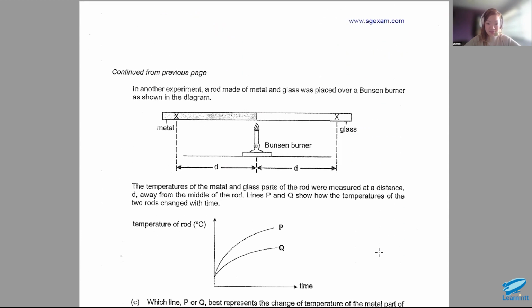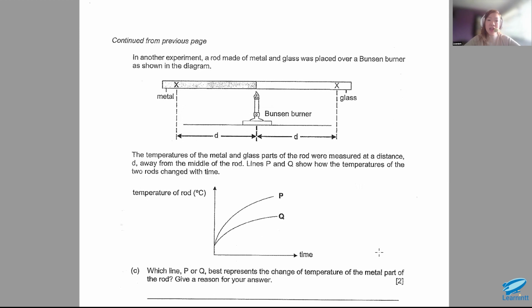Next one. Now they change the whole scenario. In another experiment, a rod made of metal and glass is placed over a Bunsen burner as shown in the diagram. The temperatures of the metal and glass parts of the rod were measured at a distance away from the middle of the rod. Then they plot the result on a graph below. We realize that one of them had a higher temperature, which is P. Between glass and metal, which one will have a higher temperature over the same time? Of course, metal, which we already know from the previous question.